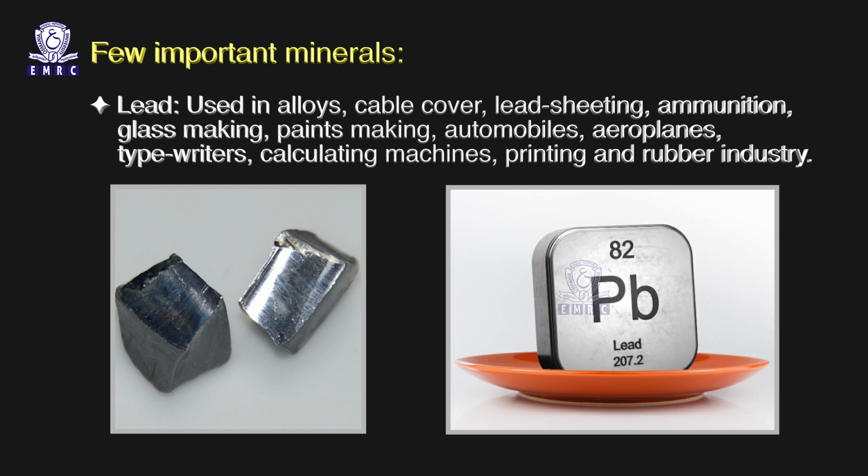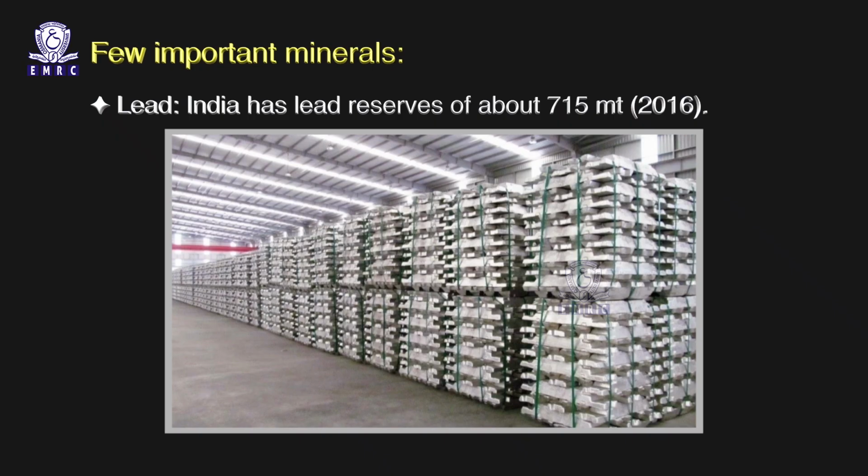Lead is widely used because of its heaviness, malleability, softness and poor conductivity of heat. It is used in alloys, cable covers, lead sheeting, ammunition, glass making, paint making, automobiles, aeroplanes, typewriters, calculating machines, printing and the rubber industry. Lead does not occur free in nature. It is obtained from galena, which is found in association with limestone, sandstones and calcareous slates. According to an estimate, India has lead reserves of about 715 million tons.